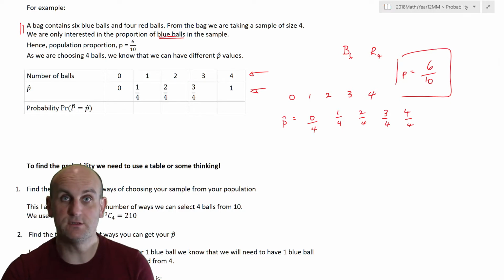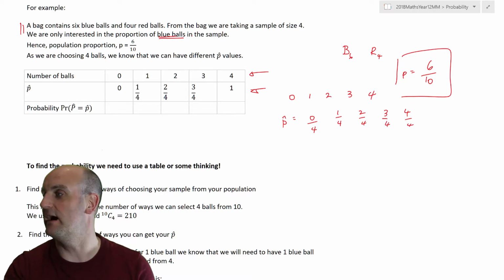It is important to note that when I'm taking a ball out of the bag, it stays out of the bag. I don't take it out, have a look, and put it back in.